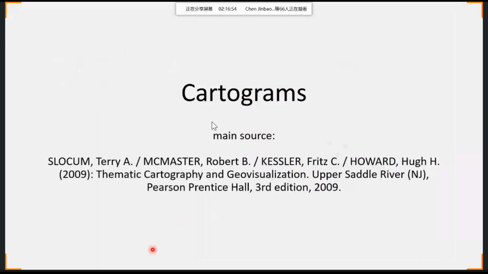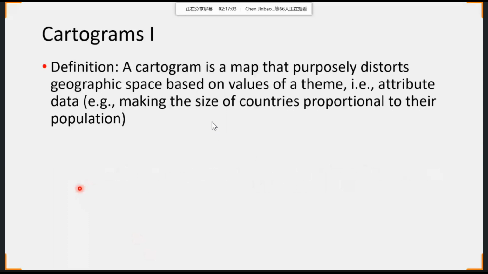Now, the last topic I want to talk about today are cartograms. And cartograms are maps that purposely distort geographic space based on values of a theme. So that's a bit of a strange idea at the beginning, but I hope you will be more familiar with that after this section. So it is, in fact, about attribute data that is used instead of the geographic data.